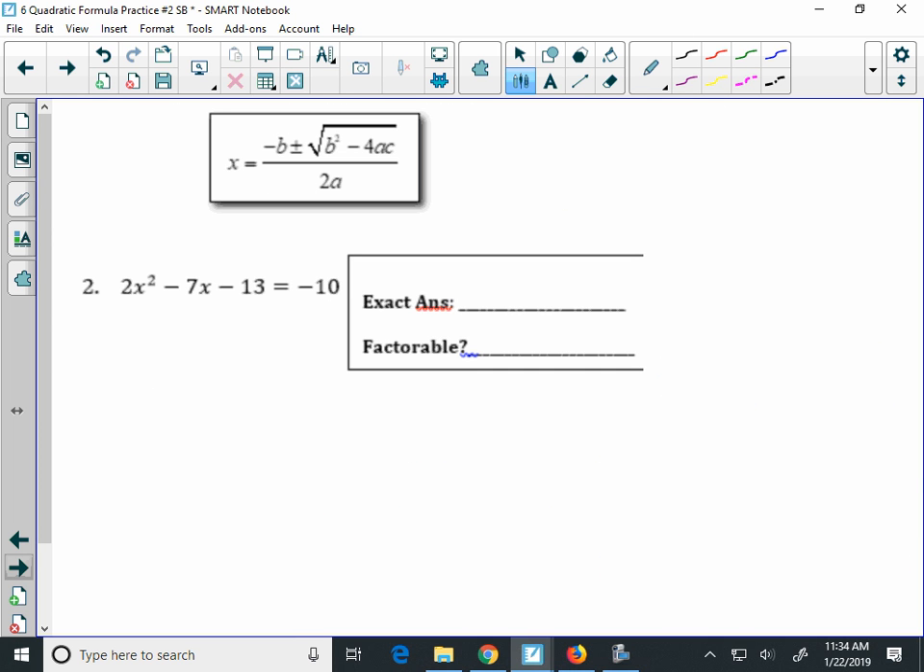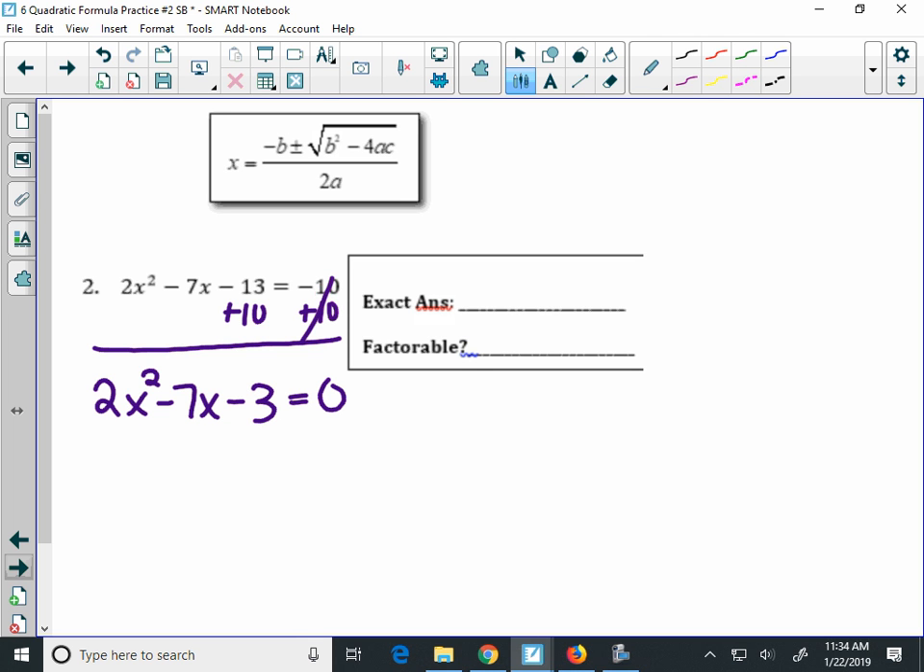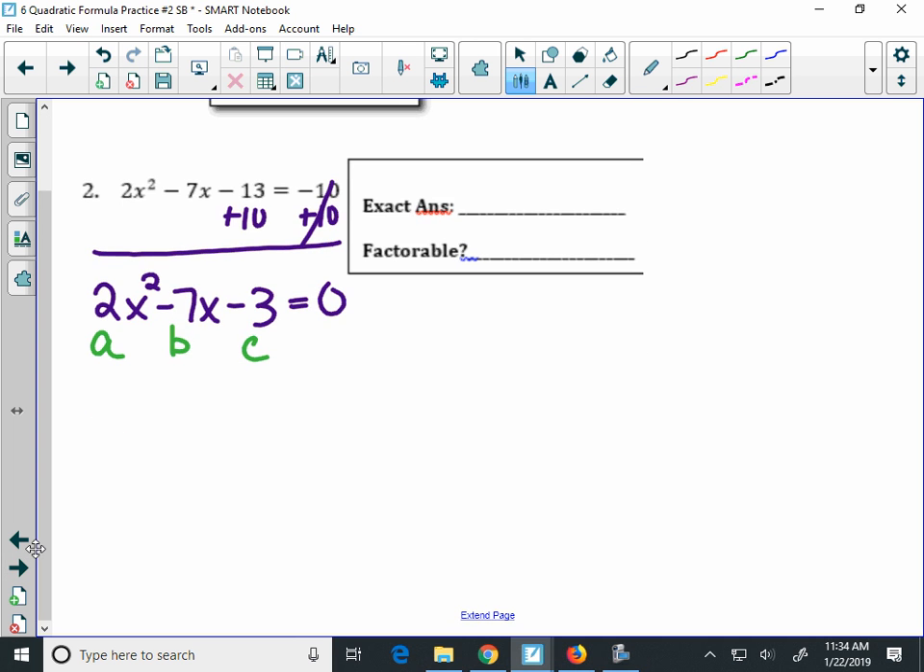All right, number 2. I start by making sure this is set equal to 0. To do that, I need to add 10 to both sides. So I'm left with 2x squared minus 7x, -13 plus 10 is -3. Now next, I want you to label A, B, and C. A is 2. B is -7, C is -3. I'm going to put this into the quadratic formula.